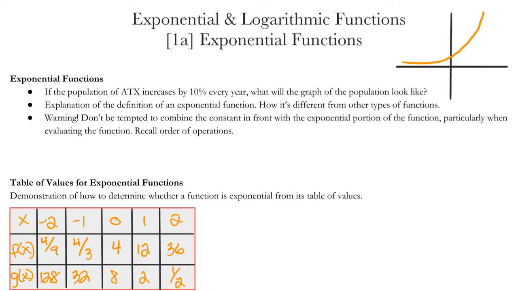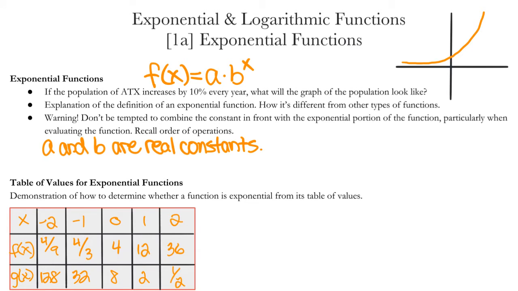The standard form for an exponential function is f of x equals a times b to the x. I say that the way that I did because I have a warning for you. Don't be tempted to combine the constant in front with the exponential portion of the function, especially when you evaluate the function. Let's talk about that model a little more.